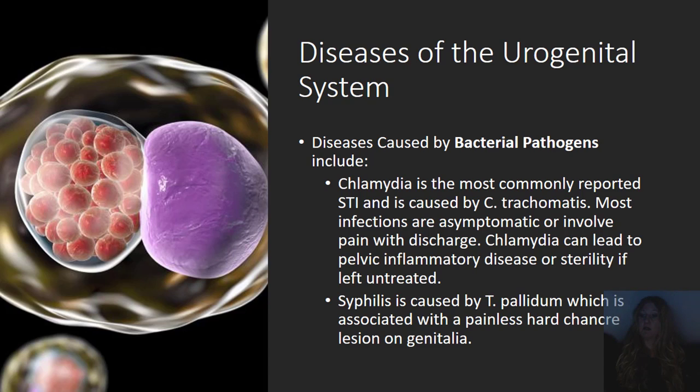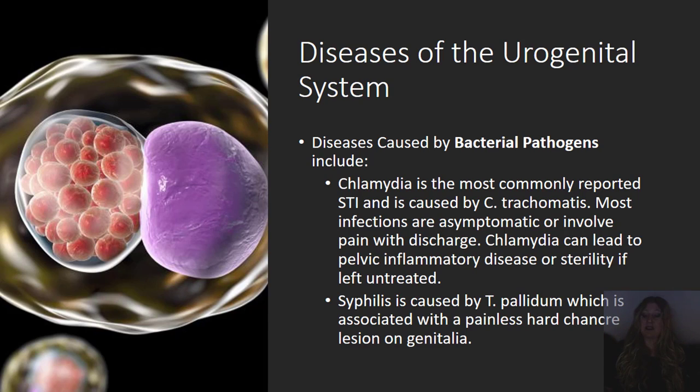Chlamydia is the most commonly reported STI and is caused by C. trachomatis. Most infections are asymptomatic or involve pain with discharge. Chlamydia can lead to pelvic inflammatory disease or sterility if left untreated.